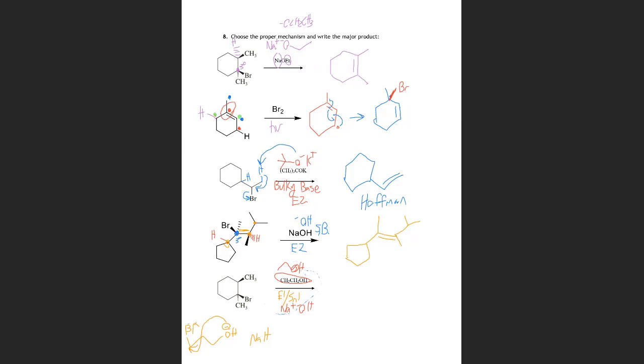Cool. We're going to choose the E1 and SN1 products. And because they, again, haven't specified, we are going to get a mixture of both. I'm going to show both of them. So the first step always is our leaving group leaving. So let's make sure we draw that.